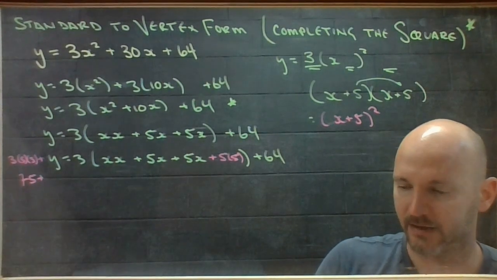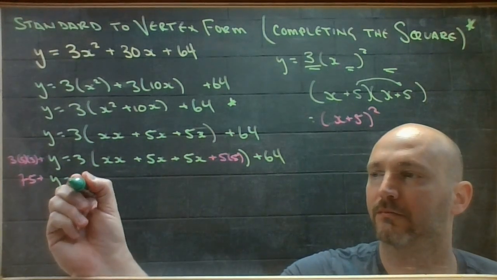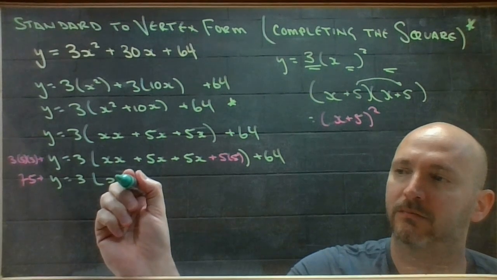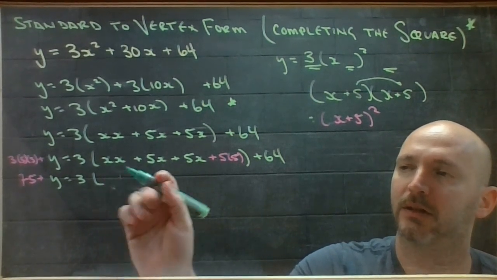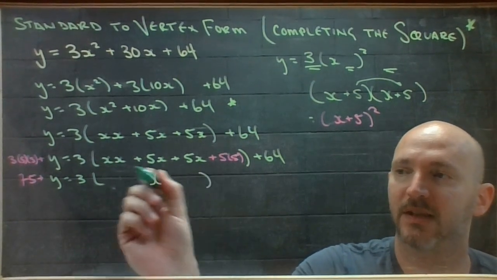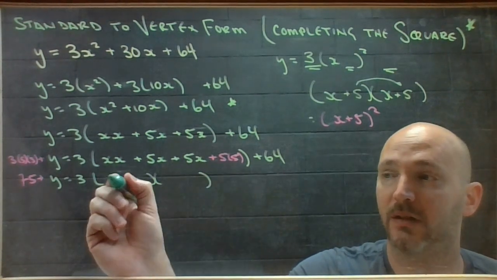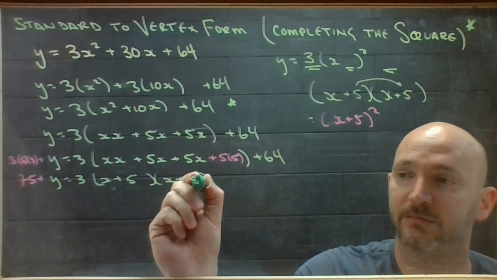Let's switch back to the green here. You know what? I'm not going to do that. I'm going to break this apart. This big long string of things, now that I've added in the 4th term, is x plus 5 multiplied by itself.